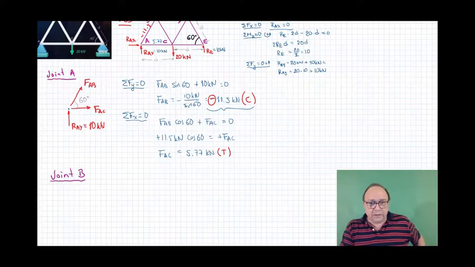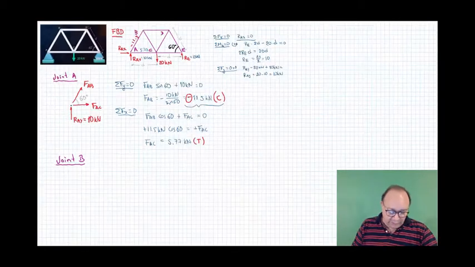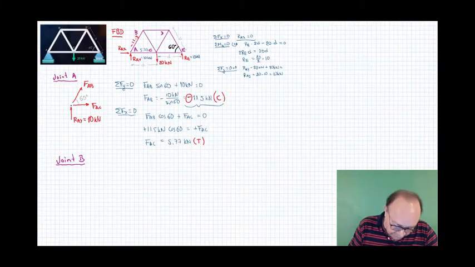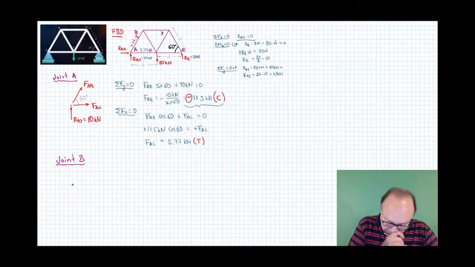Absolutely important here. Main priority, you have to draw a free body diagram of each joint. Free body diagram of joint B. The free body diagram is just a dot. A dot. So we just have to put the forces on that dot.